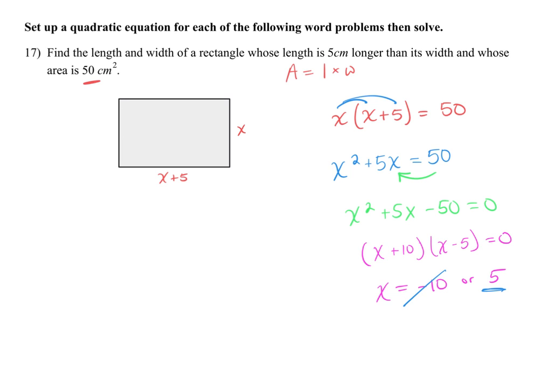So the only thing my width can be is 5. My width is 5 centimeters, which means my length is 10 centimeters. I can just plug it in right here to figure out what the other one is if I solve for one.